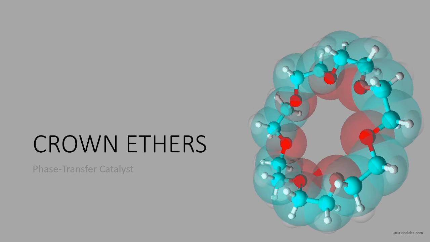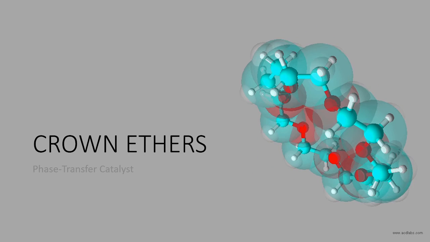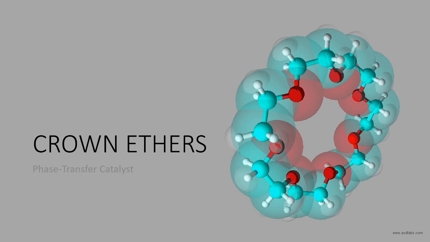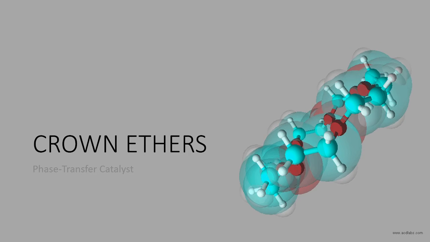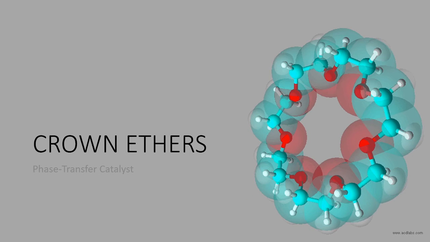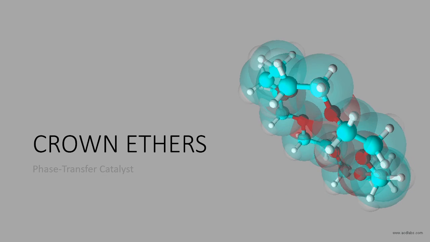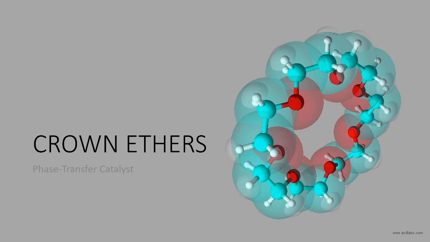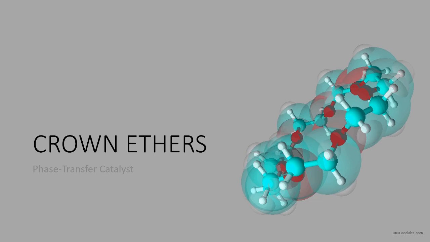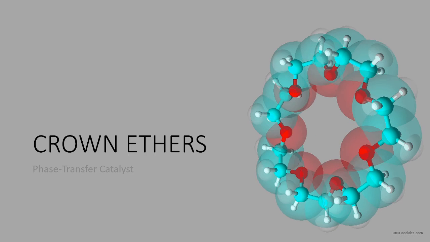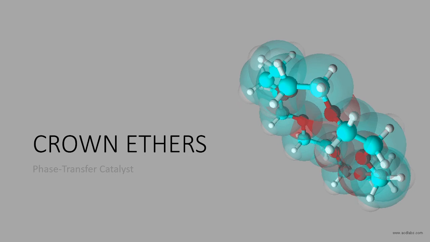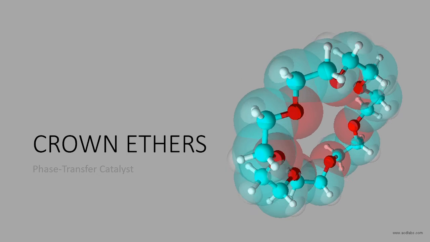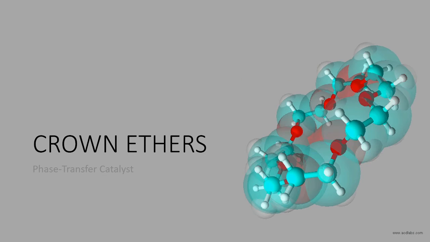This type of catalyst is used for certain reactions, and one of those examples are the ionic reactions that we may encounter. A phase transfer catalyst, or what is usually called PTC, is a catalyst that facilitates the migration of a reactant from one phase into another phase where the reaction occurs.